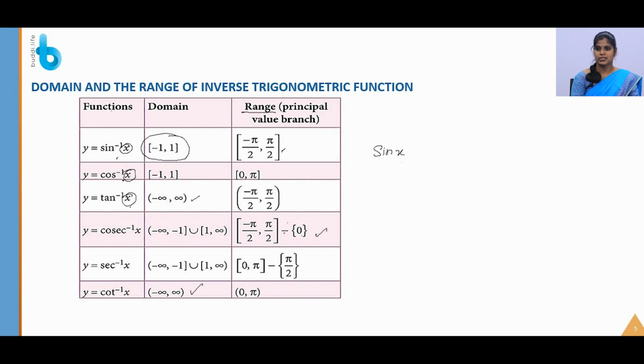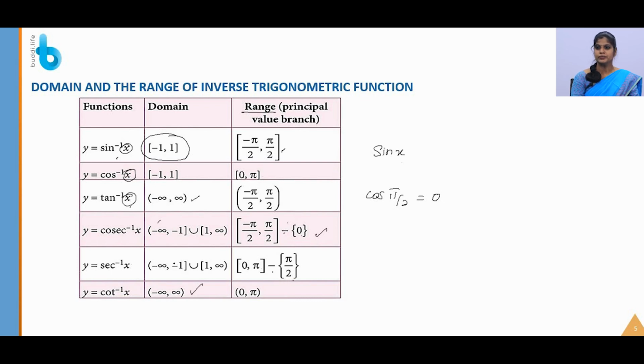Okay, and then see, for cos the range is 0 to pi, and for secant also the range is 0 to pi except pi by 2. At pi by 2, you have already learned in the previous class, cos pi by 2 is 0. So my cos will become 0 when the angle is pi by 2. And for secant, I don't want the cos to become 0. Hence, in the range, you can neglect pi by 2.